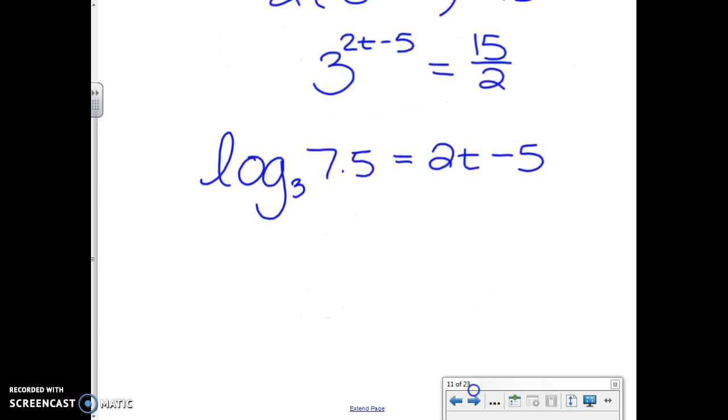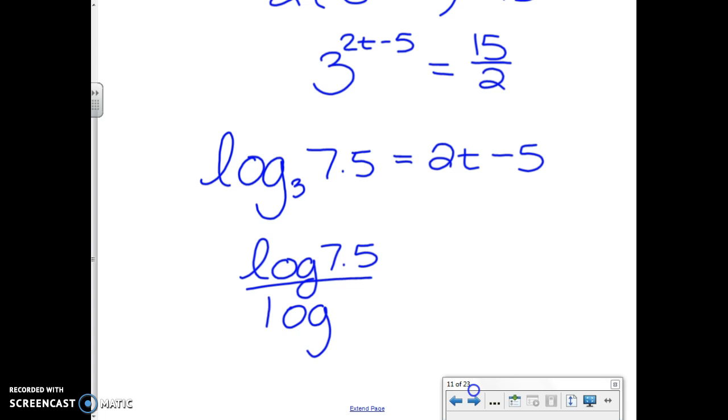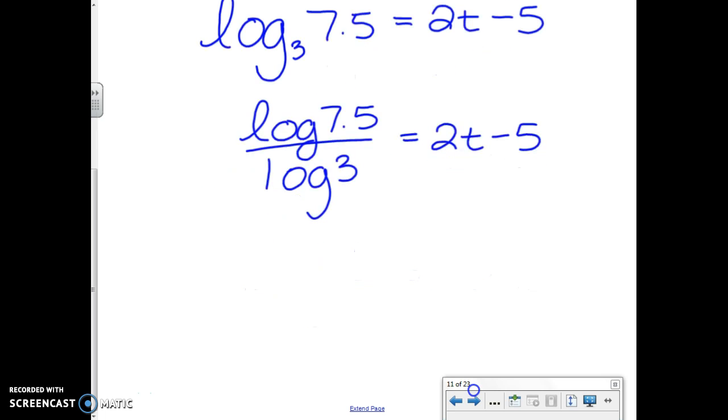Now at that point, I would do a change of base. And again, I feel like there's another way that I usually do this all other years. But today, this is the method that is coming to me. So log of 7.5 over log of 3 is going to equal 2t minus 5. And log of 7.5 divided by log of 3, Connor, I saw you typing. What'd you get?